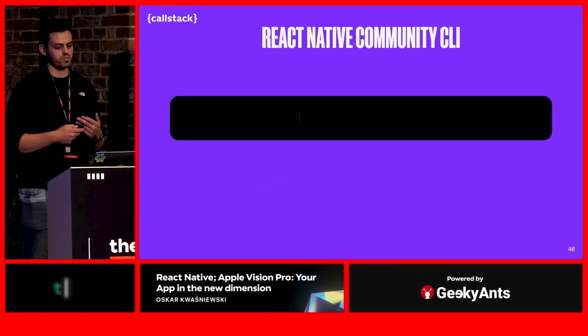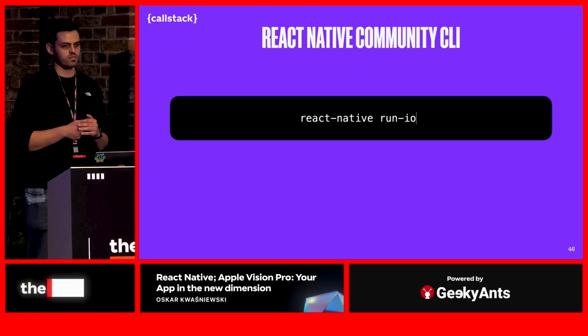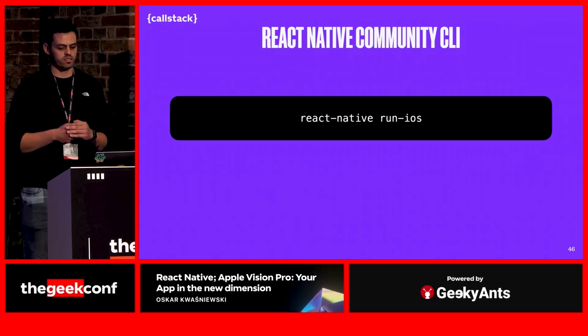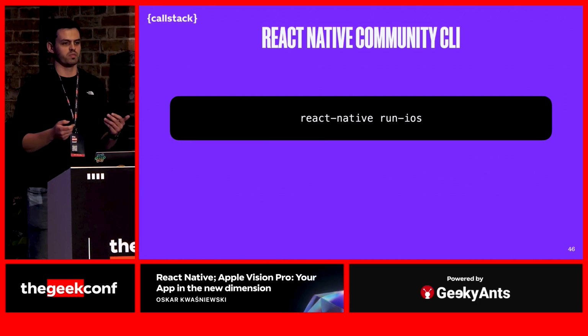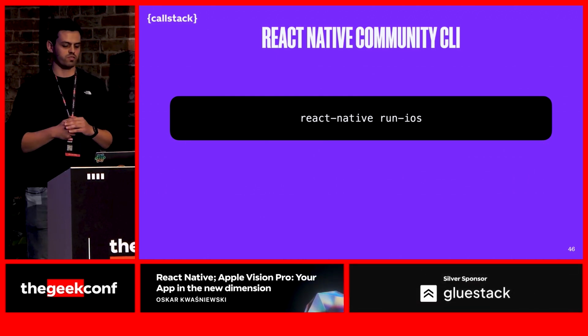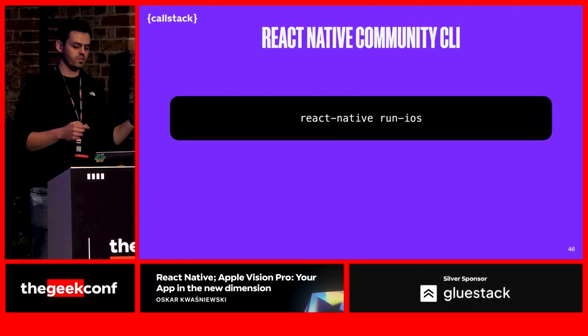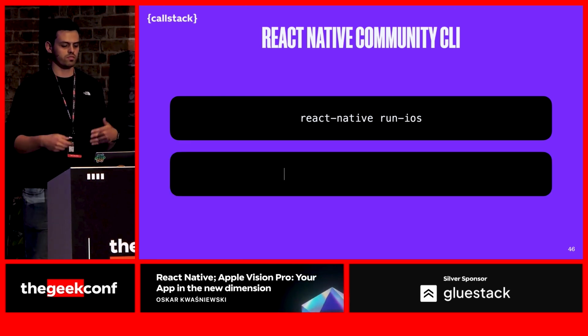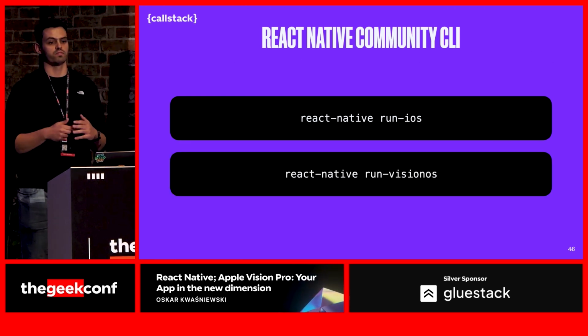By default, we get React Native run iOS and run Android. But if you wanted to have React Native run VisionOS, previously you would need to re-implement half of the CLI in your own out-of-tree platform. But thanks to this PR, creating CLI commands requires just a few lines of code, and we get React Native run VisionOS.